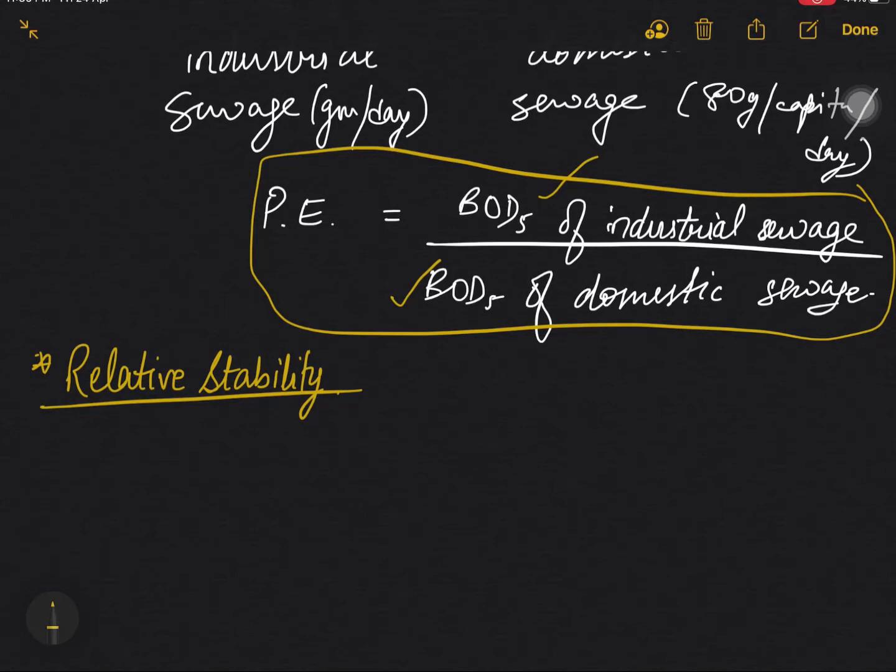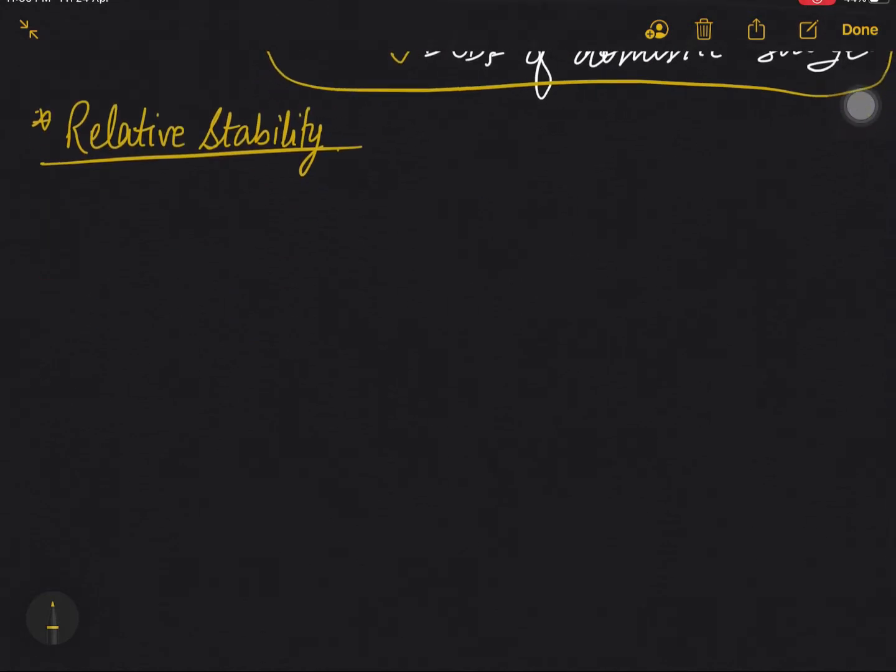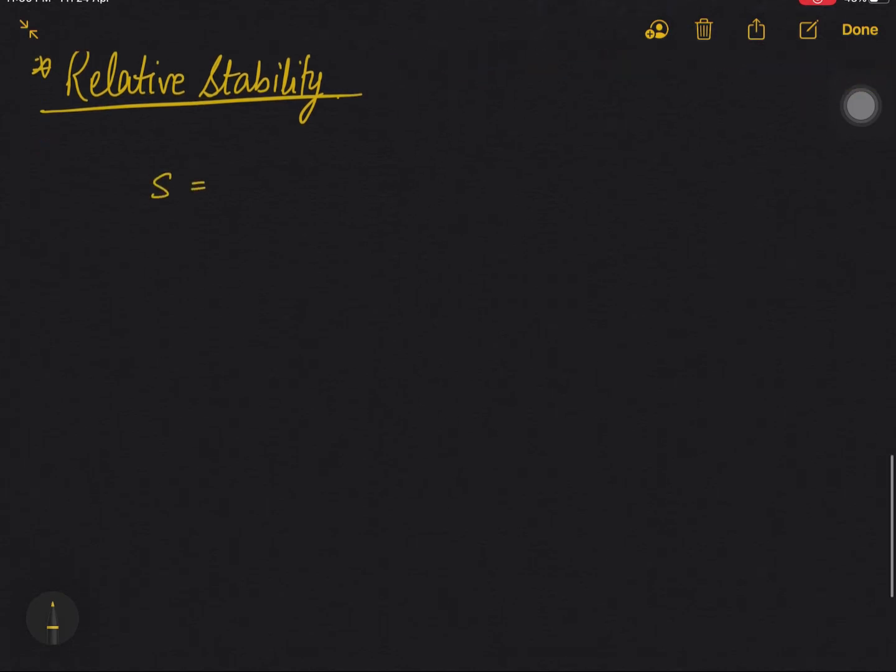Let's quickly have a glance at the next term, that is relative stability. So we can define relative stability as the ratio of oxygen available in the effluent to the total oxygen required for the first stage BOD. We express it in the form of capital S.